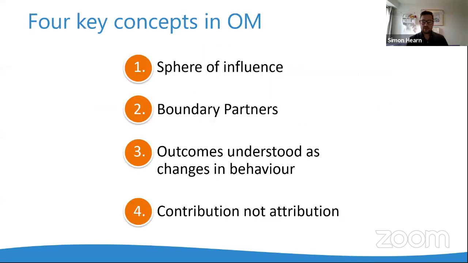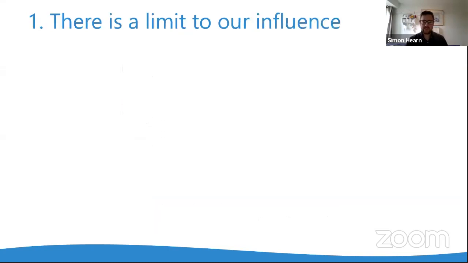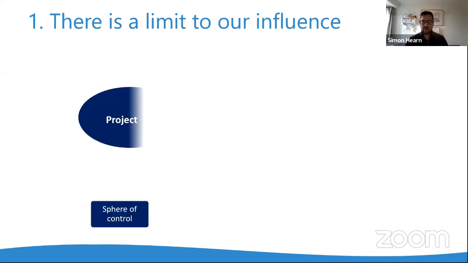So for key concepts in outcome mapping, I'm going to walk through: sphere of influence, boundary partners, outcomes as changes in behavior, and contribution, not attribution. So firstly, there is a limit to our influence. I talked a bit about how we can't control change at the beginning, but we can influence it. But inevitably, there's a limit.